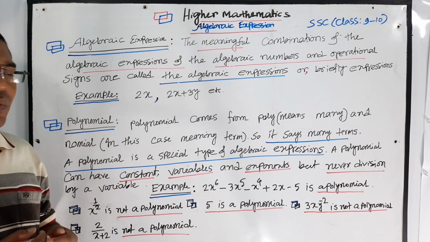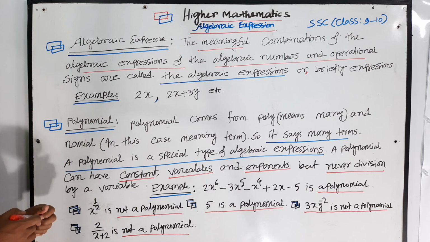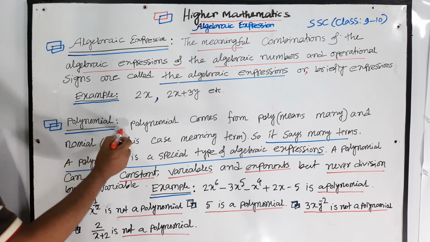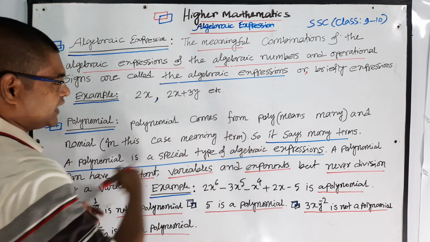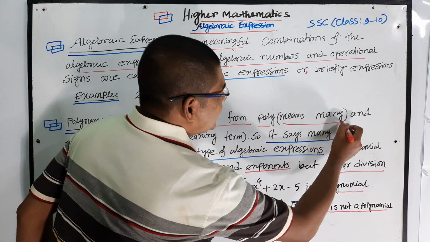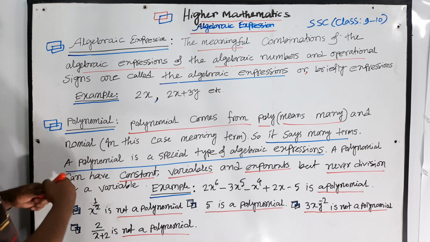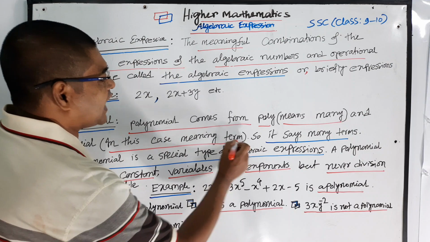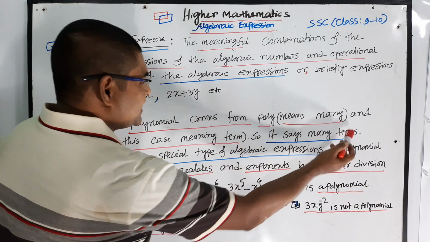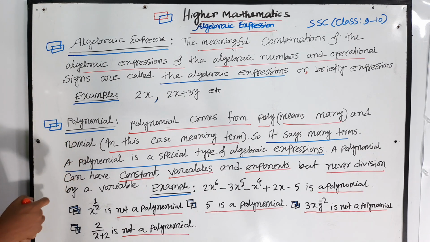Now we will have to know the definition of polynomial. So what is called polynomial? What is the condition of polynomial? Polynomial comes from poly, means many, and nomial, in this case, means term. So it says many terms. So polynomial means many terms.